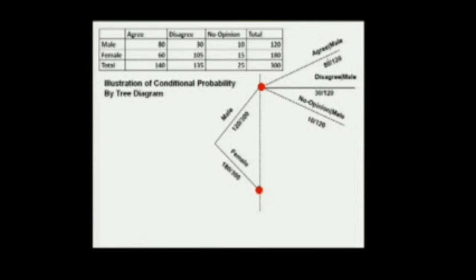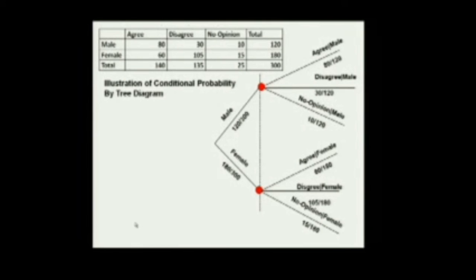Here is the agree given that it is male. So the top number will be the 80, which is the coexistence of agree and male, and the bottom number will be the total corresponding to the male. Same thing, disagree and male. This is disagree and male. We have 30 divided by 120 since it is given male. And so on, you can develop a tree diagram straight from the table and that gives us the different conditional probabilities by the tree diagram.